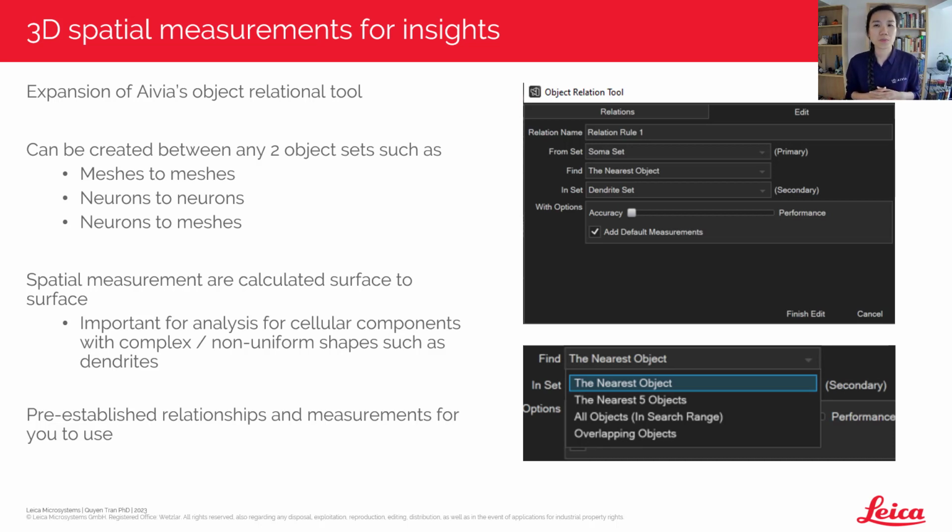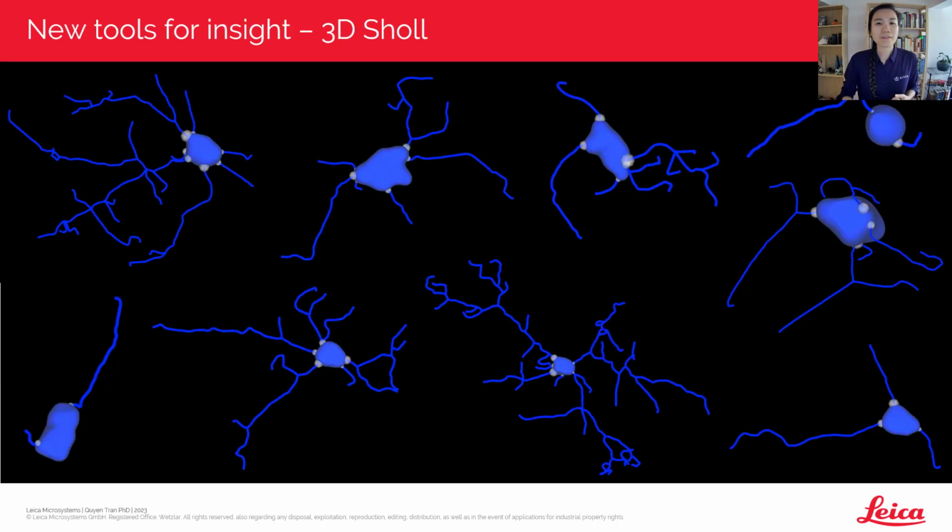This feature also comes with pre-established relationships and measurements for your convenience, including the detection and distance calculation of the nearest object or the nearest 5 objects, as well as counting the number of objects within a certain distance or overlapping objects. In Aivia 12, we also implemented 3D Sholl analysis for researchers looking to quantify their neuron morphologies.